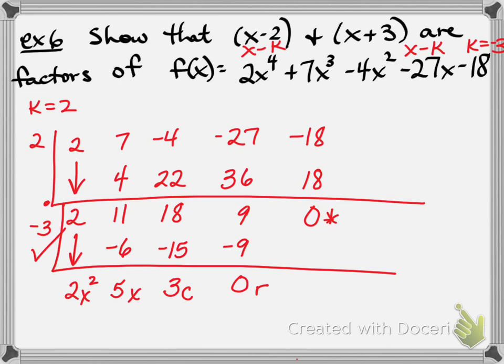But we end up with this polynomial, 2x squared plus 5x plus 3. We could keep going. We could keep factoring and find all the factors.